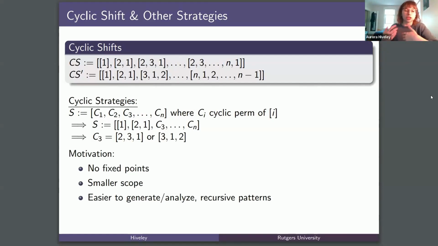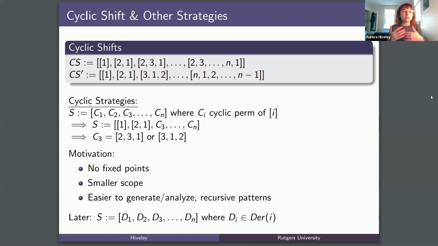And of course, cyclic permutations are easier to generate if I'm going to be doing experimental math with a computer and asking Maple to come up with all of these permutations. And they're also easier to analyze because they've got these recursive patterns that go into them. So that's one reason we might want to just focus on cyclic strategies, although eventually we will expand our scope and we'll consider strategies whose components are derangements.